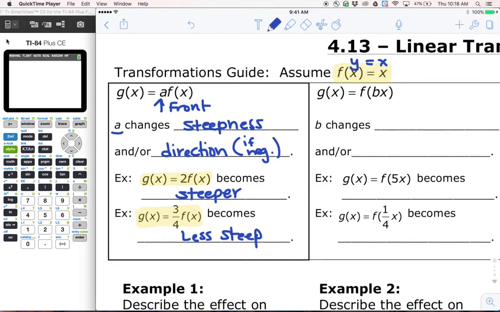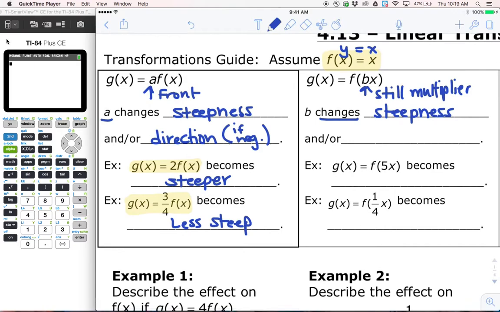Okay, so to summarize, if you have a number that's multiplying f of x, it's changing steepness. A bigger number will make it steeper, and a number between 0 and 1 will be less steep. All right, next, g of x is equal to f parentheses b of x. Again, we have a number right here that's still a multiplier, so it's still changing the steepness of our line, or possibly direction, like we said before, if it's negative.